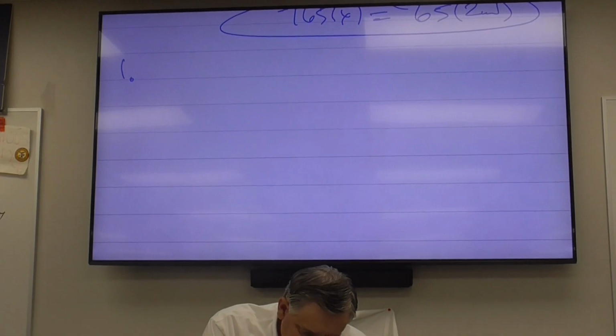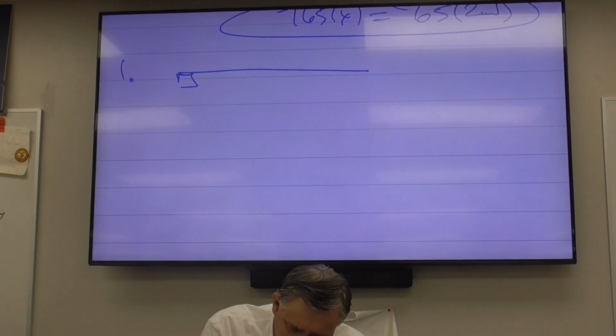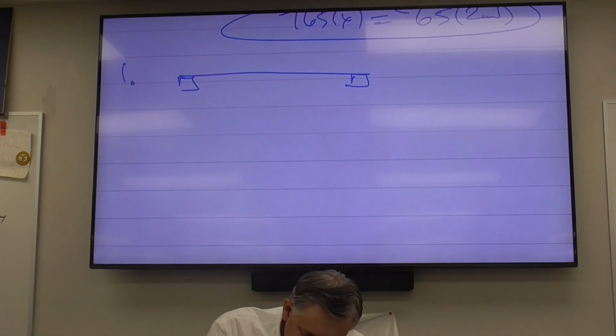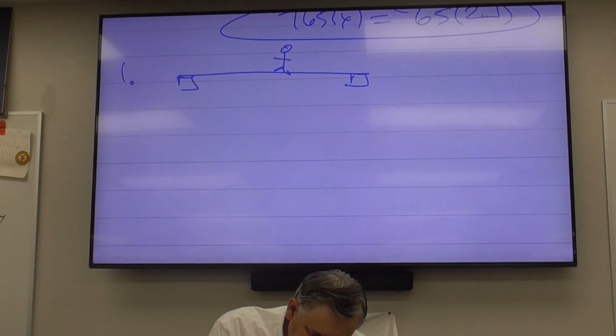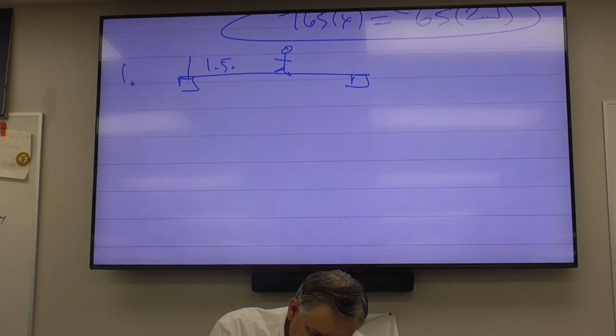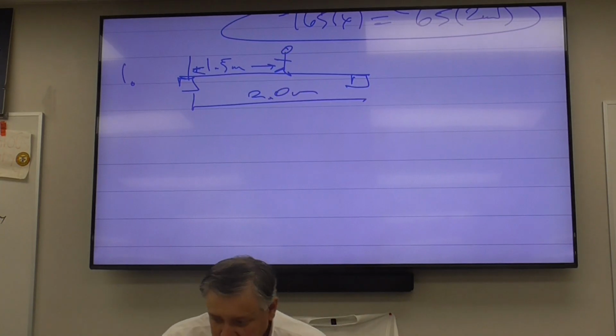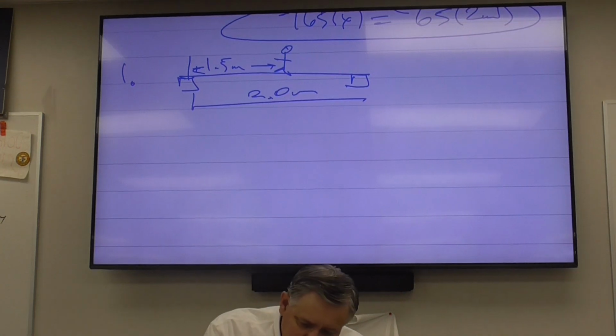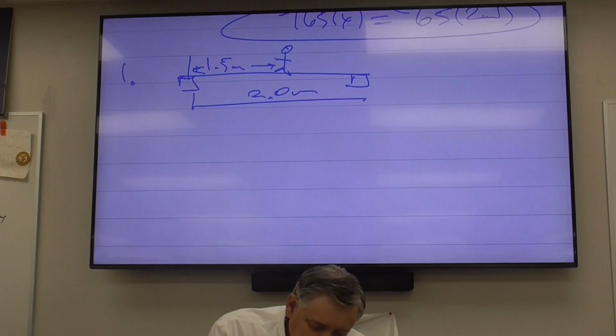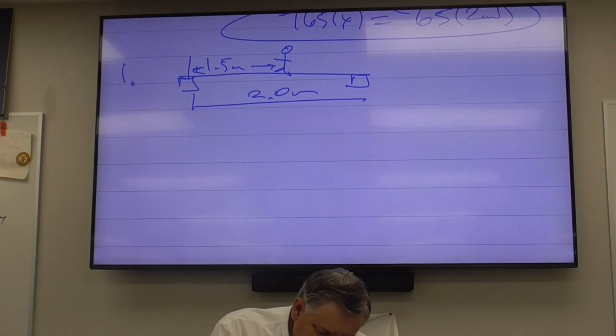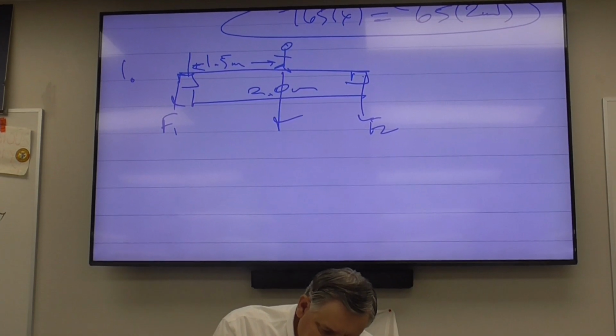So you've got this scale, and then you've got this other scale, and the person standing here, wish I could draw better, and that's 1.5 meters, like this, and the total length is 2 meters. So you have two different equilibriums taking place. I called this a certain amount of force on 1, a certain amount of force on 2, and then you've got gravity pulling down.